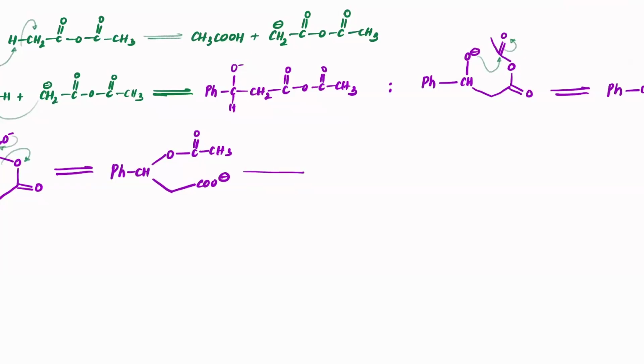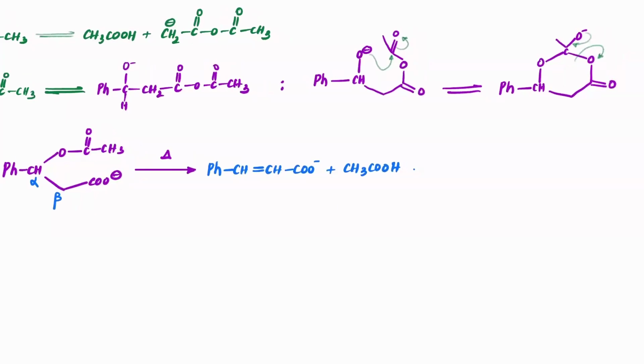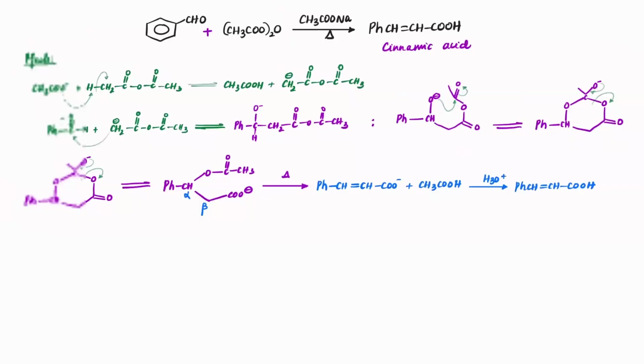Correct? Once you get this, on heating you would notice that ester pyrolysis will happen, because you can see this is the alpha and this is the beta position. So ester pyrolysis will make a double bond form here. We can get Ph-CH double bond CH-COO minus plus CH3COOH. Now this on hydrolysis will convert into Ph-CH double bond CH-COOH. So this is the final product formation. Correct?